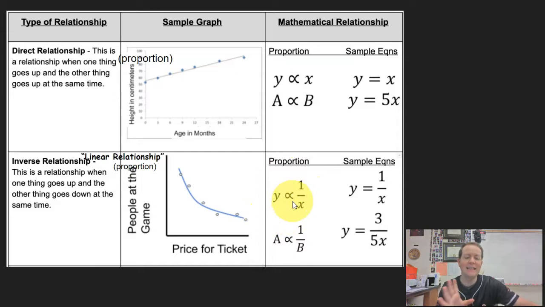Notice they're using a slightly different symbol here. But again, I have this fraction. So again, we have linear or direct, they do the same thing. Or we have inverse, where they do the opposite things. If you need to hit pause for a second, go ahead. So not only can we look at these things as simply both go up, both go down, but we can look at them as a graph.